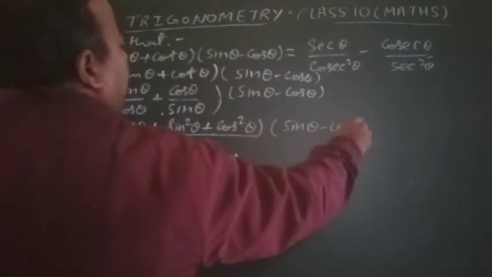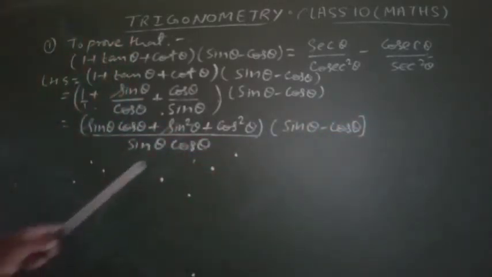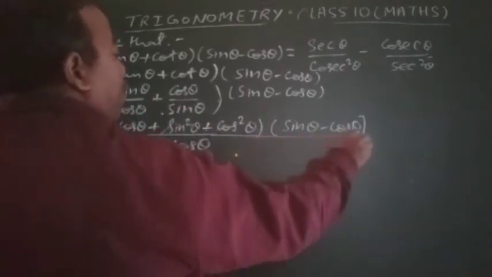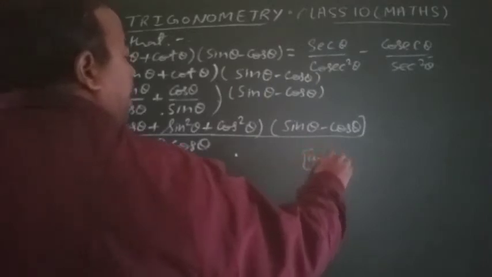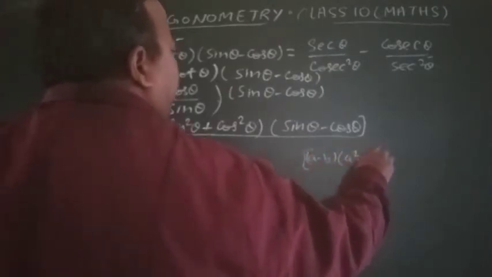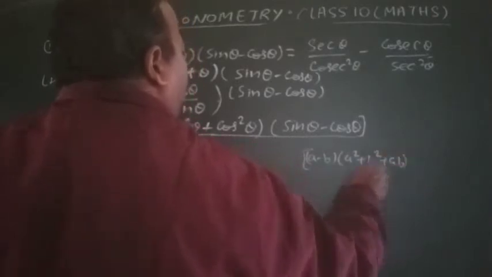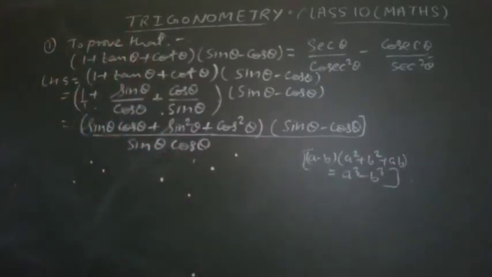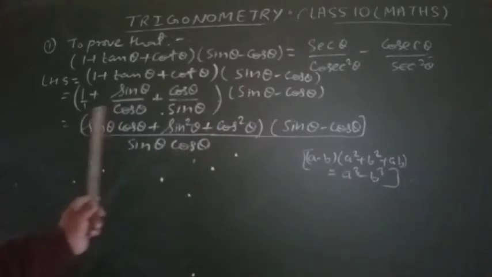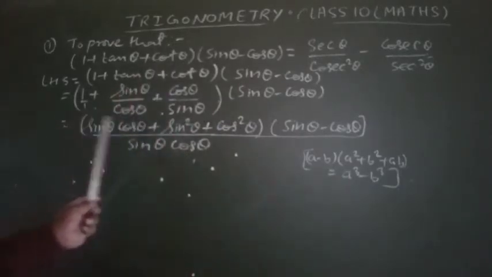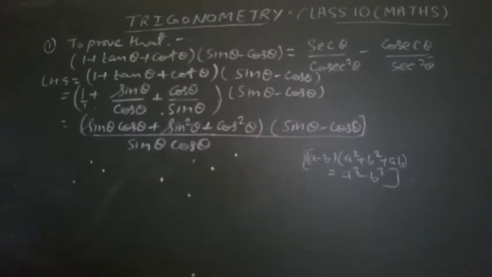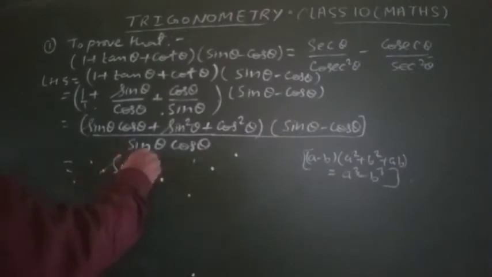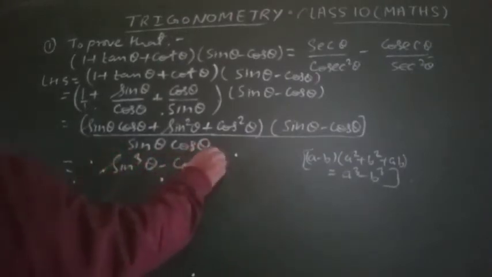Look my dear, it looks like the same form: (a − b)(a square + b square + ab). You know what is the formula of this? (a − b)(a square + b square + ab) is the formula of a cube minus b cube. So why not put this in the form of a cube minus b cube. Here a is sin and b is cos, so (sin cube minus cos cube) divided by sin cos.